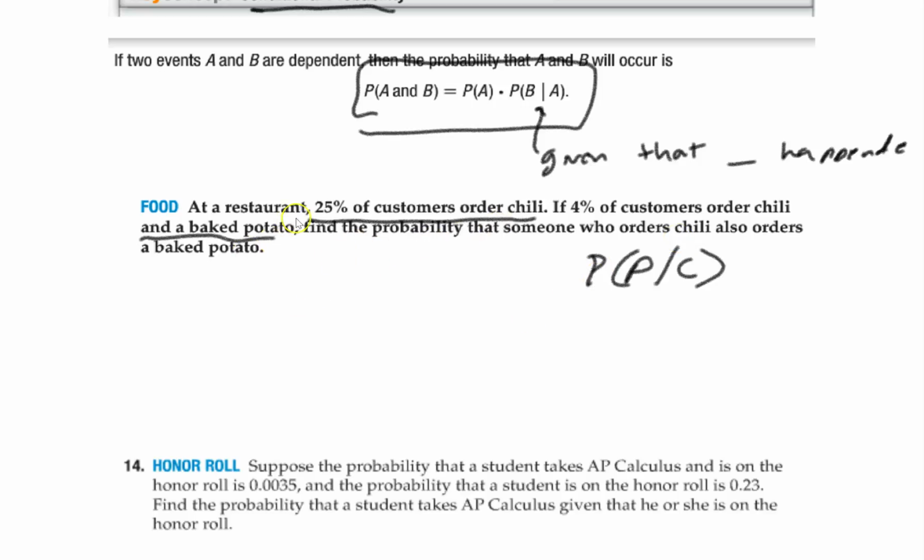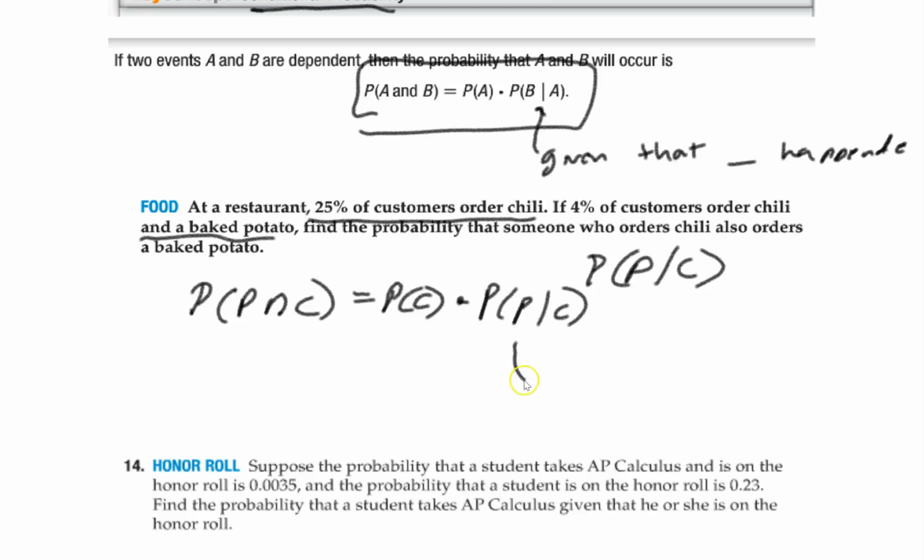So we're going to use the formula, which is probability of the intersection, potato and chili, equals probability of the second one, the given that, which in this case is chili, times what we're looking for, probability of baked potato given chili. So this is what we're looking for. I'll put an X right there because we want that. Probability of chili, they actually told us in this problem.